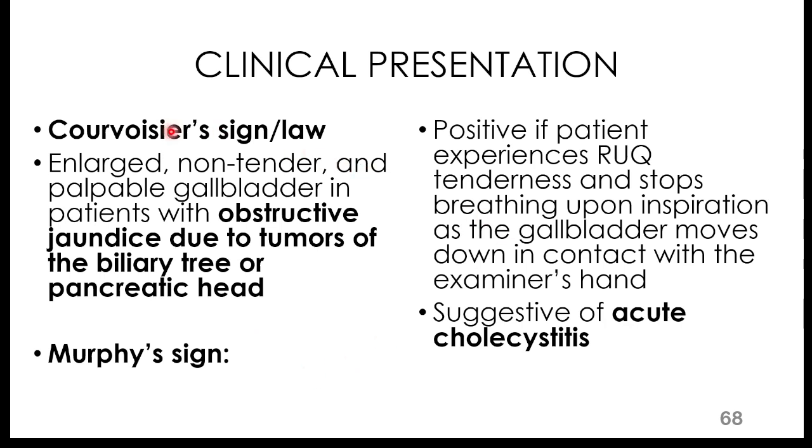Now, Courvoisier's sign, that is when you palpate the right upper quadrant and you can actually palpate the gallbladder, right? So the gallbladder is enlarged but is not tender. Okay, it's due to obstructive jaundice due to tumors of the biliary tree or pancreatic head. So we also have Murphy's sign. We say Murphy's sign is positive if the patient experiences right upper quadrant tenderness and stops breathing upon inspiration as the gallbladder moves down in contact with the examiner's hand. So this suggests acute cholecystitis.